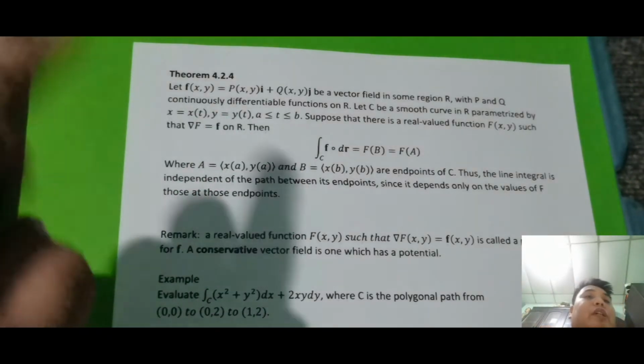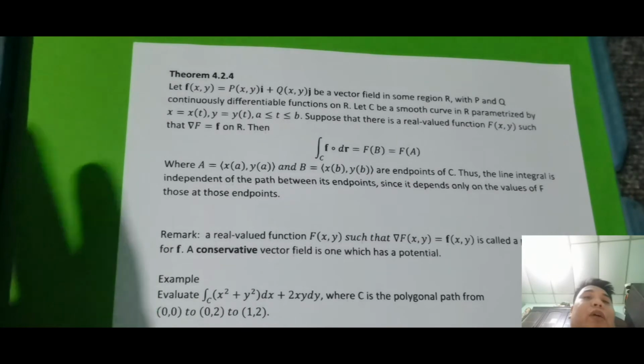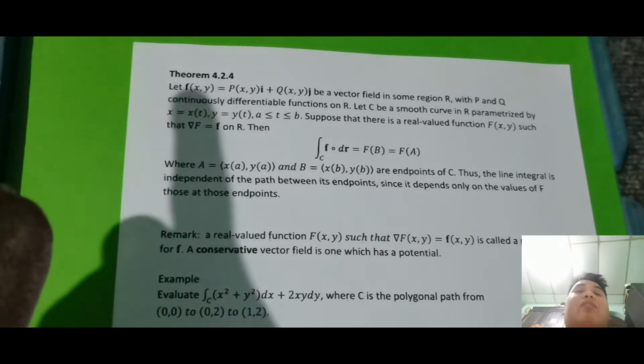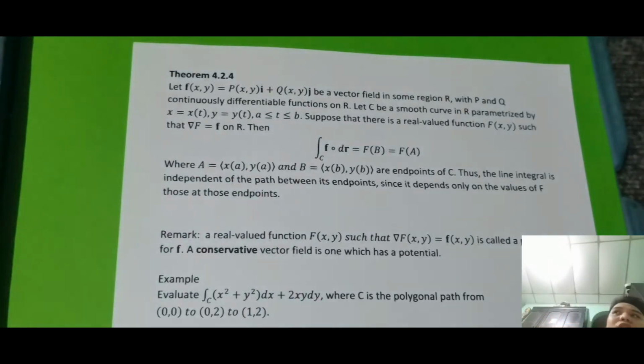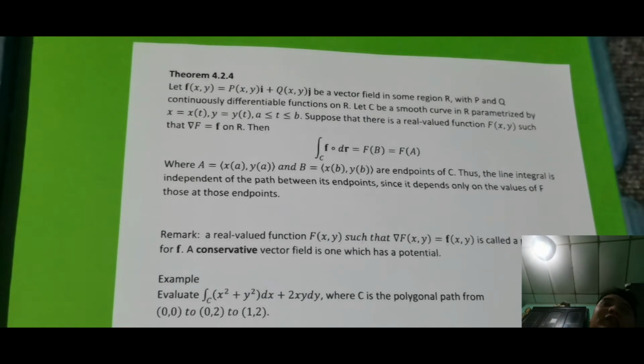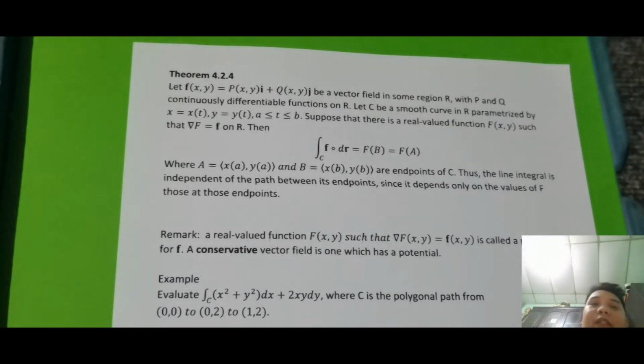Now, suppose that there is a real valued function F of x comma y such that the gradient of F is equal to the vector field. So ano naman yung gradient of F? Kung naalala mo, the gradient of F is simply the partial derivative of F with respect to x, comma, partial derivative of F with respect naman sa y, kung 2-dimensional. So since 2-dimensional tayo dito, ayun ang sagot.